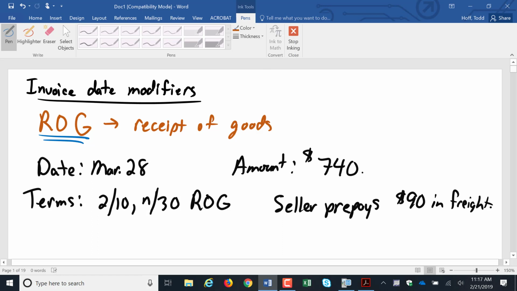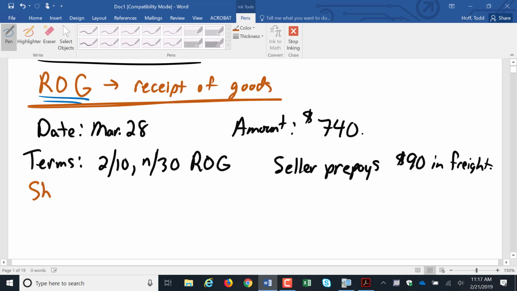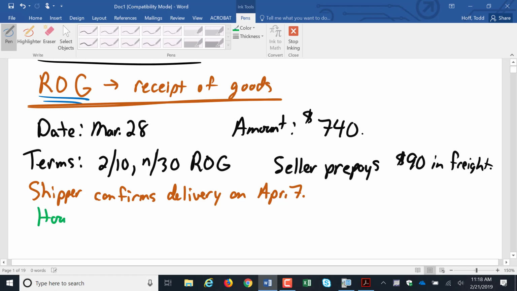There's one more piece of information we need. We need that receipt of goods. So the shipper confirms delivery on April 7th. So now the question is, how much is paid on April 15th?